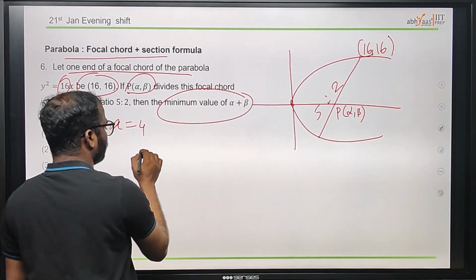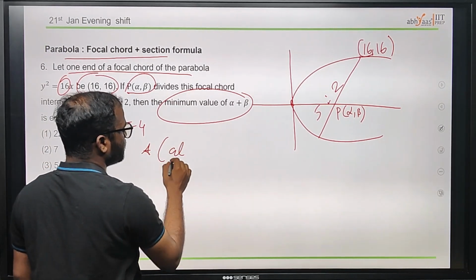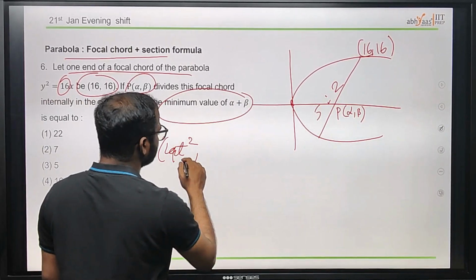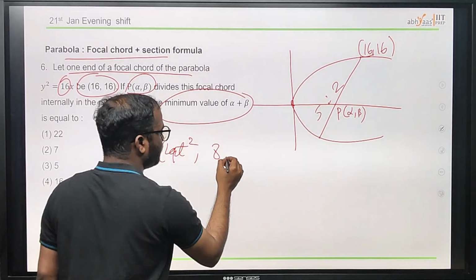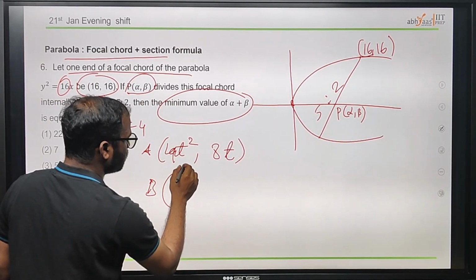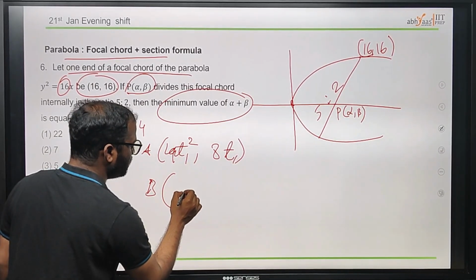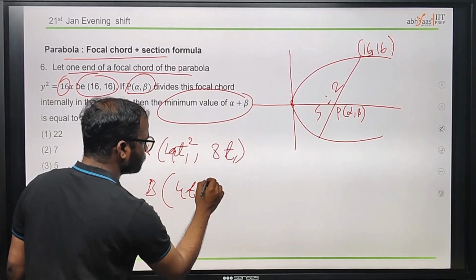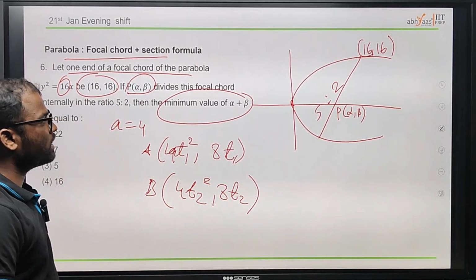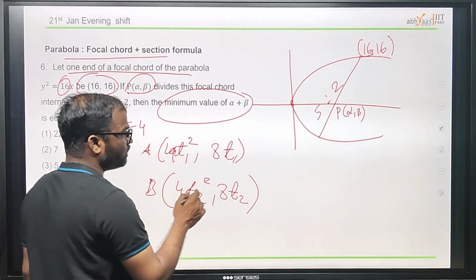For the first point we have at square, which is nothing but 4t square, and 2at, which is 4 times 2, which will be 8t. So we say it as (4t1 square, 8t1). Similarly we have t2: (4t2 square, 8t2). Now another point: we need to find this alpha and beta, P of alpha comma beta, but we need to find this one.